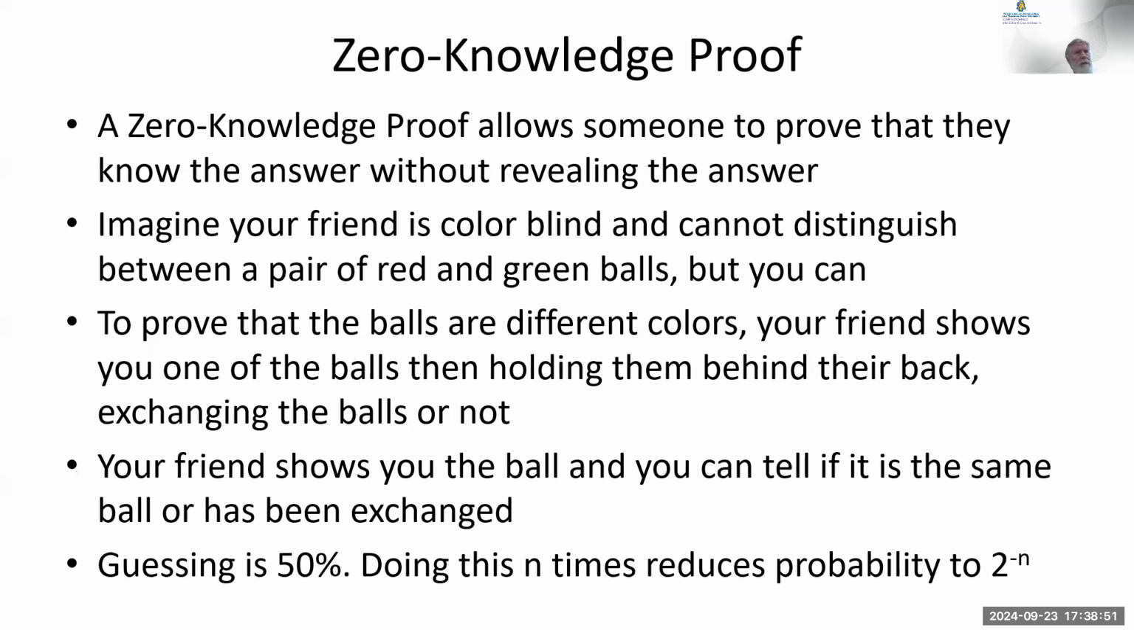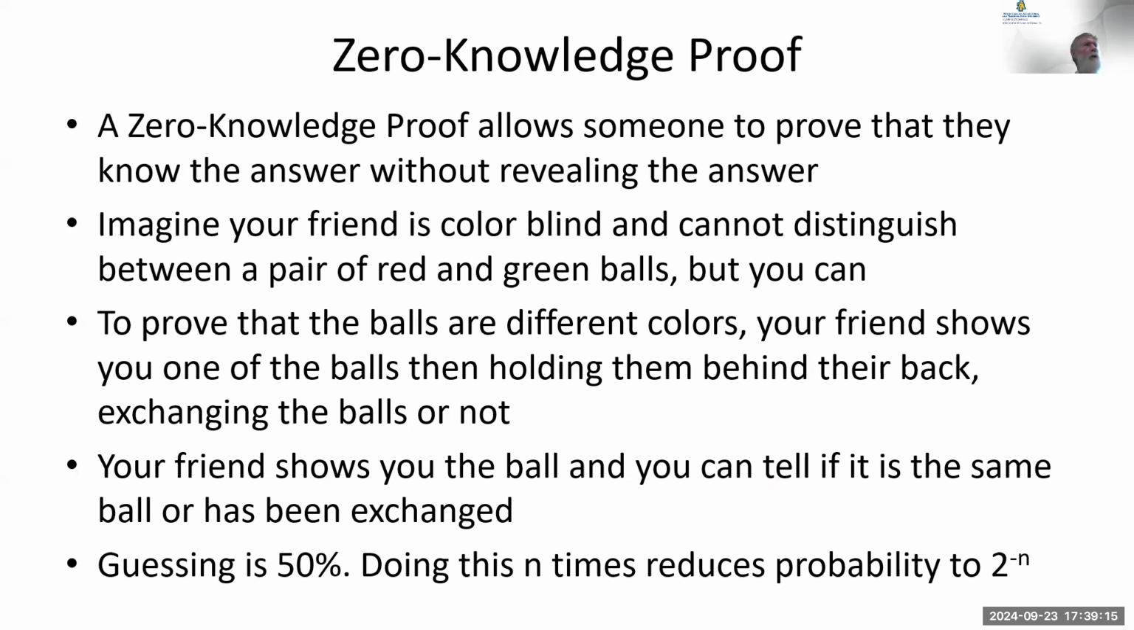So you do it again. And if you're correct again, now there was a 1 in 4 chance of getting it correct. And if you do it n times, it becomes a 2 to the negative n possibility. So after you do this 20 times, there's a 1,000,000 to 1 chance that you're just guessing correctly. So your friend should be pretty well assured that you know the answer.